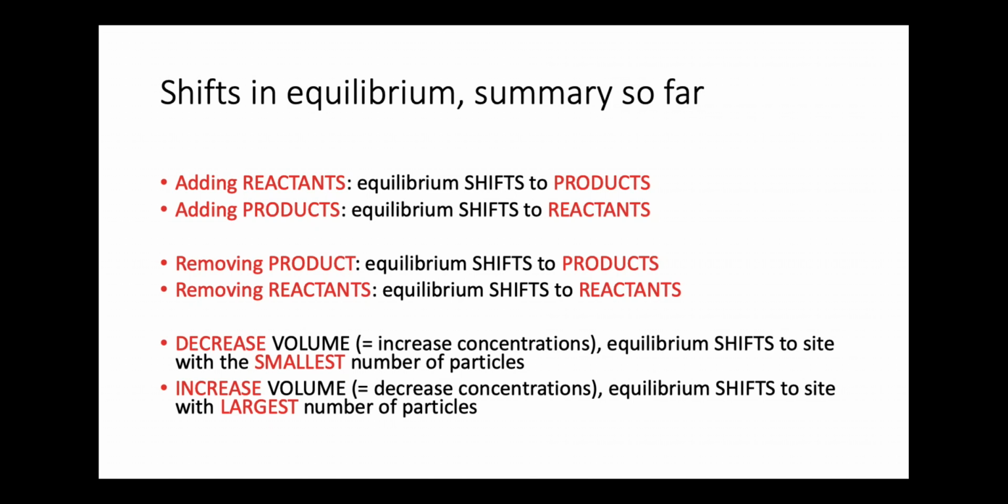Okay, let's have a summary so far about shifts in equilibrium. Adding reactants shifts to products. Adding products shifts to reactants. Removing products shifts to products. Removing reactants shifts to reactants. Decrease volume shifts to the side with the smallest number of particles. Increase volume shifts to the side with the largest number of particles. Next class we're going to look at the impact of temperature, and then we'll have all the different possibilities for shifts in equilibrium.